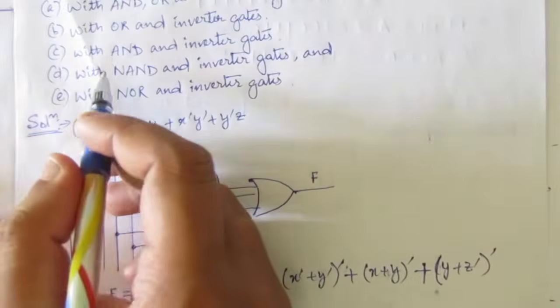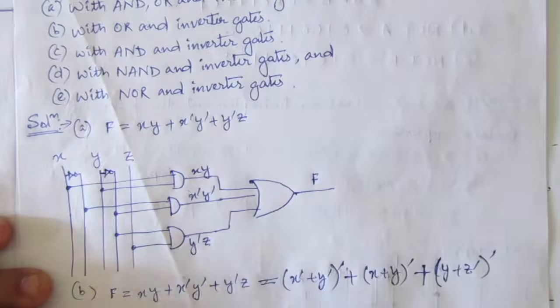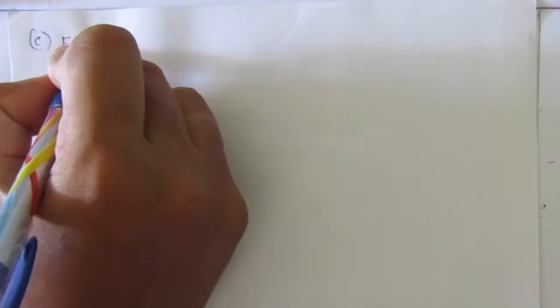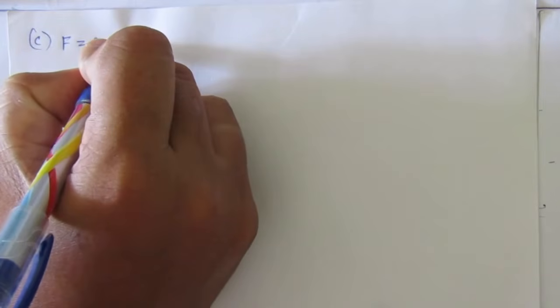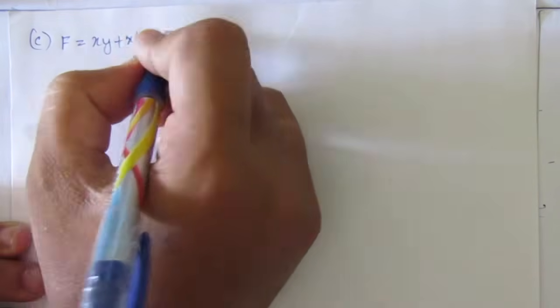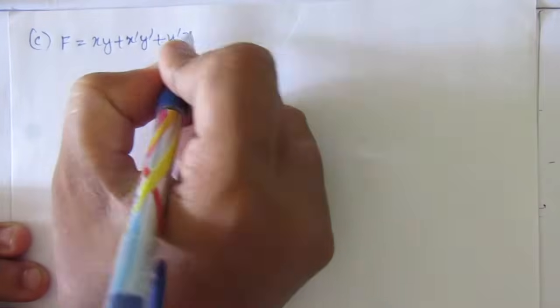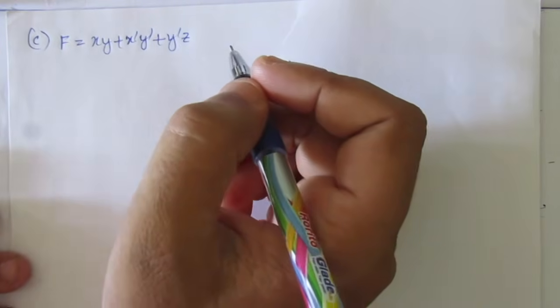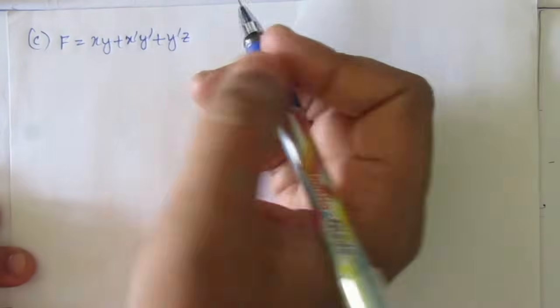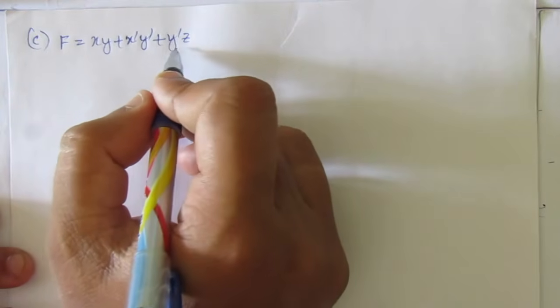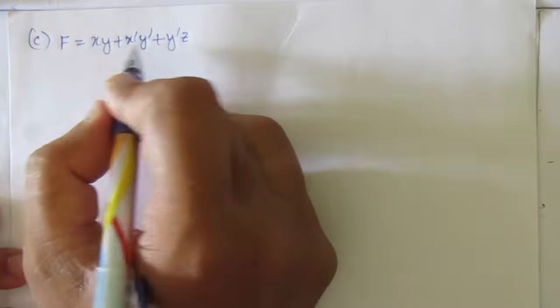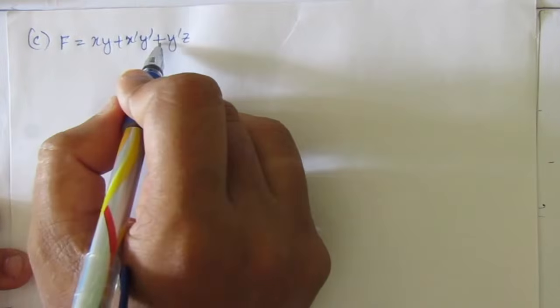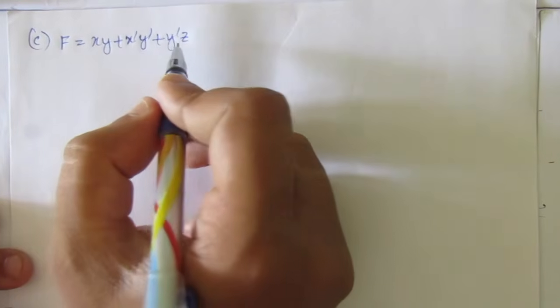Now let us go to the third part of the problem, that is with AND gate and inverter gates. Here we have the same function F equal to xy plus x bar y bar plus y bar z. In the third case we have to use AND gate and inverter gates. So we can use AND gates here, but we have to convert these OR gates. This plus means OR gate.